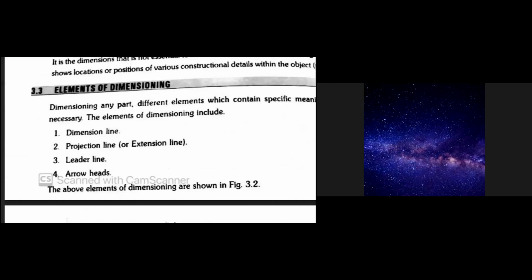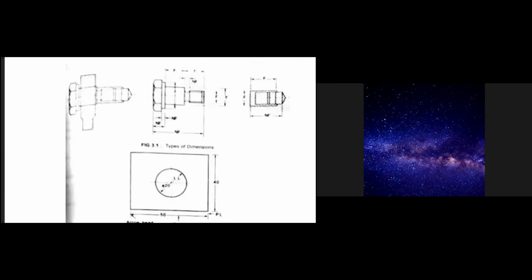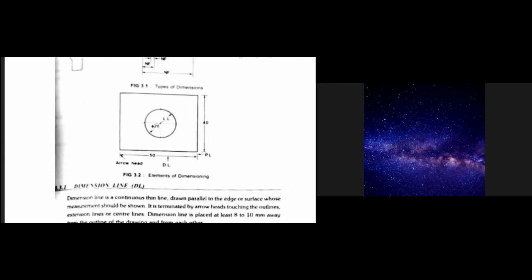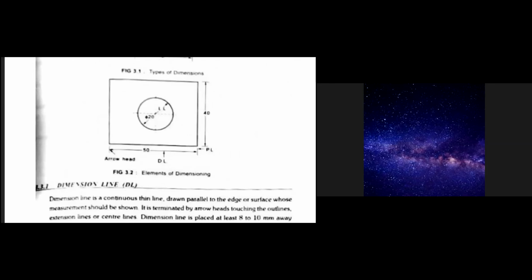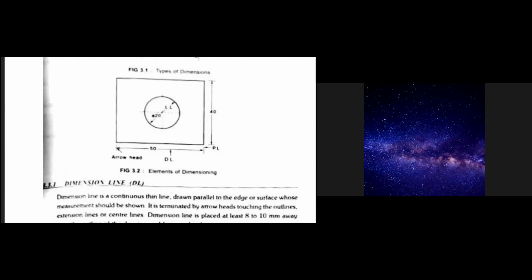Next, elements of dimensioning. Mainly there are 5 elements. Those are constructing line, dimensioning line, projecting line, also known as extension line, leader line, and arrowheads. All these are the elements of the dimensions. We will discuss them one by one. Consider any one figure. Here, there are total 5 elements.